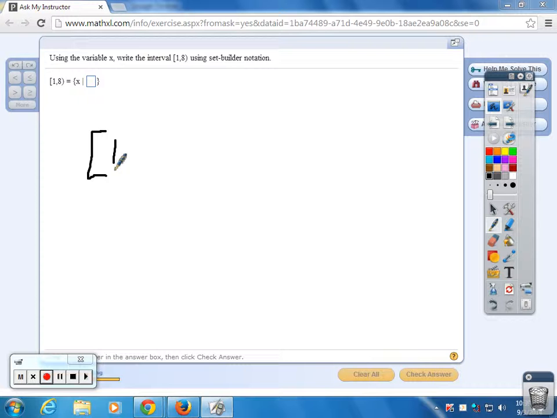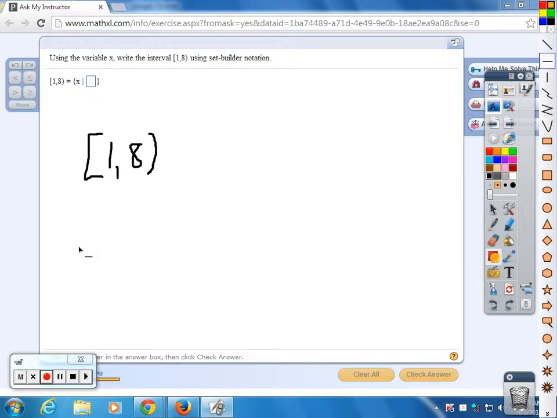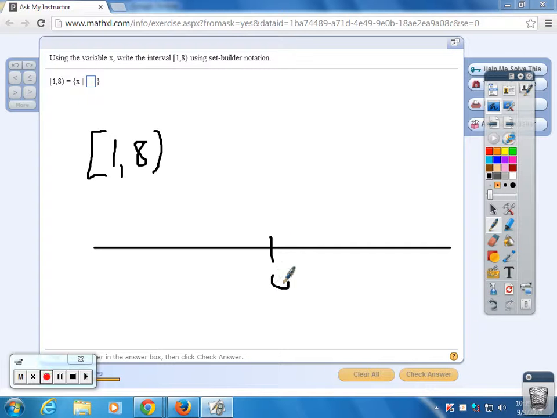So, 1 to 8. I always tell students, if you don't know, graph it. So I'm going to take my handy dandy straight line maker. There's my number line. 0, 8, -8, 1, -1, and 1. Negative infinity to positive infinity.